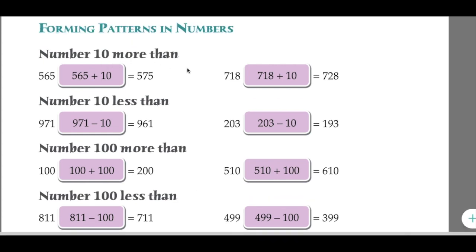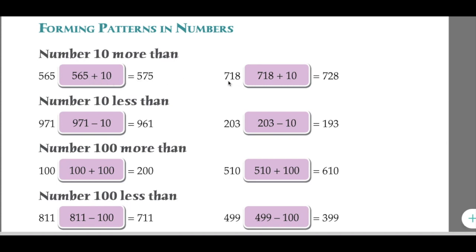Number 10 more than. Here you have to add 10 with this number, that is 565 plus 10, which gives us 575. Here we have added 10 to 565, which means in 1's place it is 0, so 5 will be the same. In 10's place we have 6, and here in 10's place we have 1. 6 plus 1 is 7, and in 100's place we have 5 here, and here we don't have any number. So when you add these two, you will get 575.